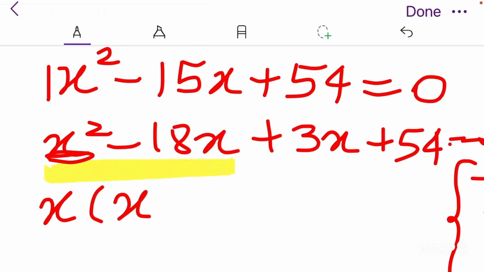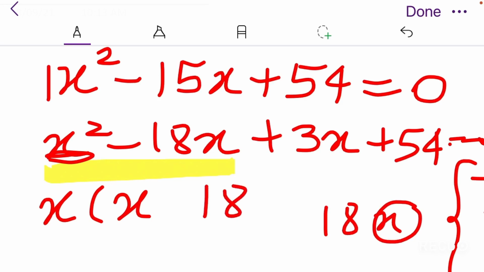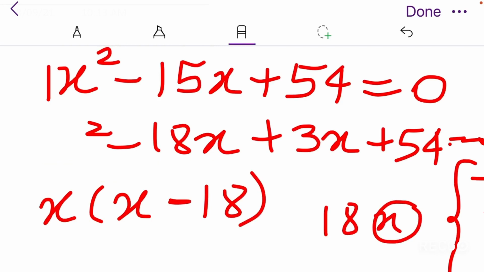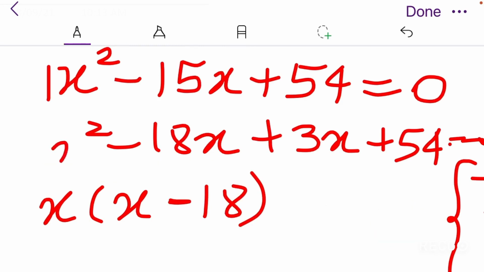We are having 18x, and x we have taken common, so what is left? 18, and the sign, that is minus. So this was x square. Now we will see the remaining two terms. Over here we have to take common, and here we cannot take x as common because 3 is having x but 54 is not having x. So we will take plus as common, because both are having plus as the sign.